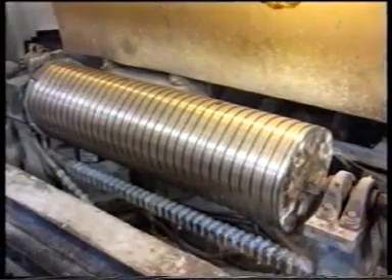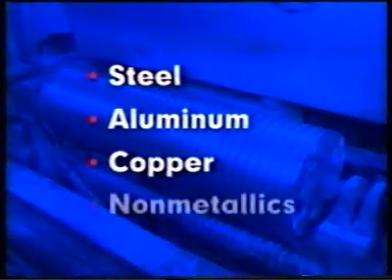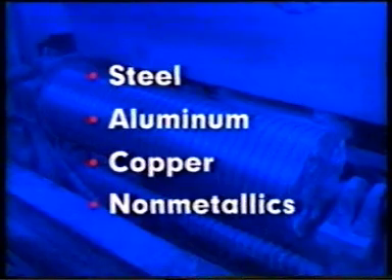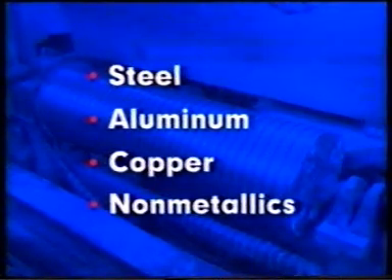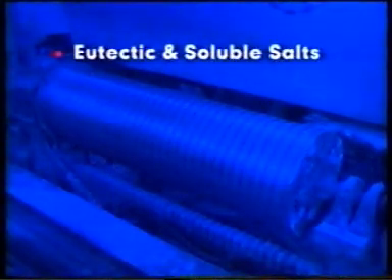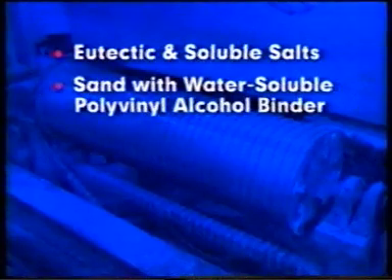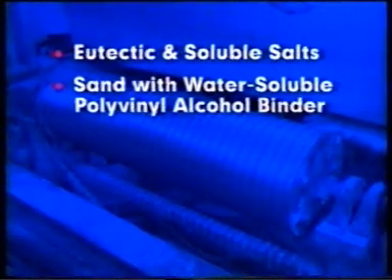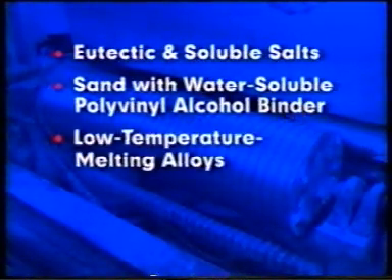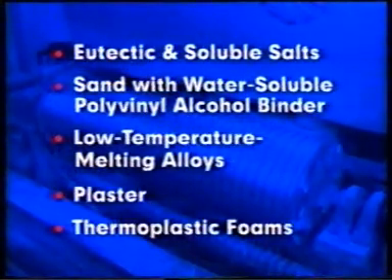Filament winding mandrels may be made of steel, aluminum, copper, or non-metallics, and designed to collapse or be dissolvable for removal from the part after curing. Dissolvable materials include eutectic and soluble salts, sand with water-soluble polyvinyl alcohol binder, low-temperature melting alloys, plaster, or thermoplastic foams.